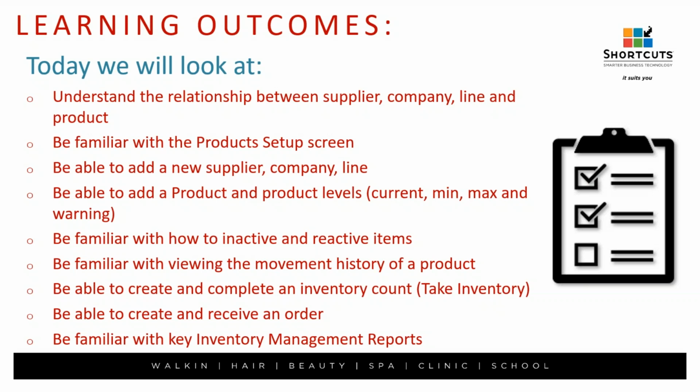So of course we're going to review the product screen. We're going to talk about adding suppliers, companies, and lines, and how to update your levels. What are your current levels, minimums and maximums? And you should be familiar with how to inactivate and reactivate products. We're going to look at viewing the movement history, being able to create and complete an inventory count. This is something that you might do once a year, every quarter, or even annually. So how do you take inventory? And of course, creating and receiving an order, and taking a look at some of your key reports.